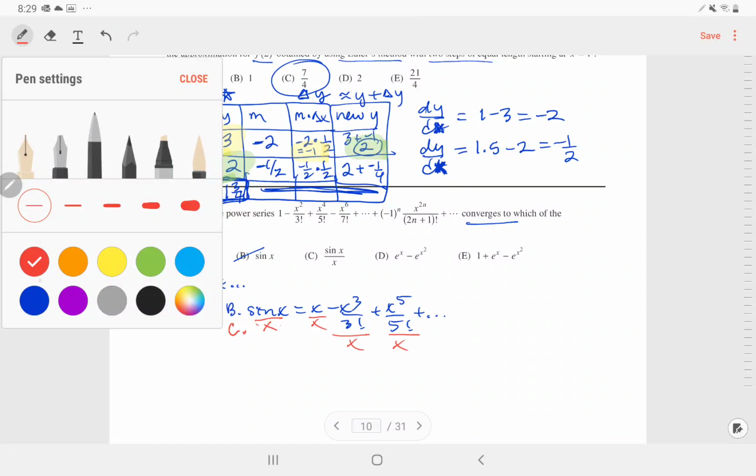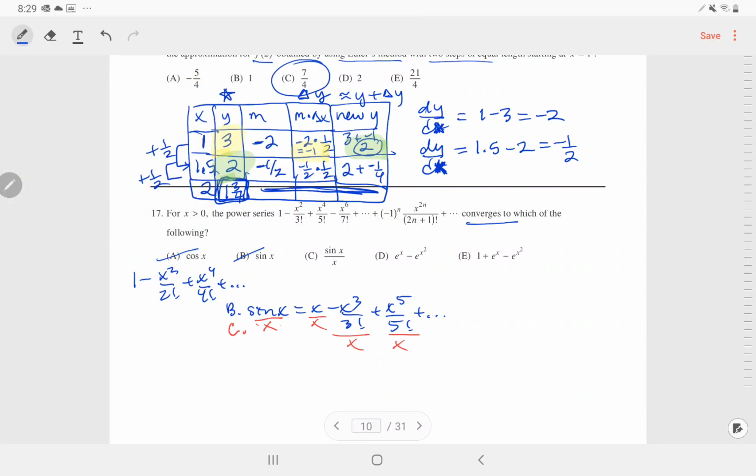Ooh, I like this one. I think this is the right answer. So that would be 1 minus x squared over 3 factorial plus x to the 4th over 5 factorial plus ... Okay, so it's that one. I'm satisfied. I'm just going to pick that one.